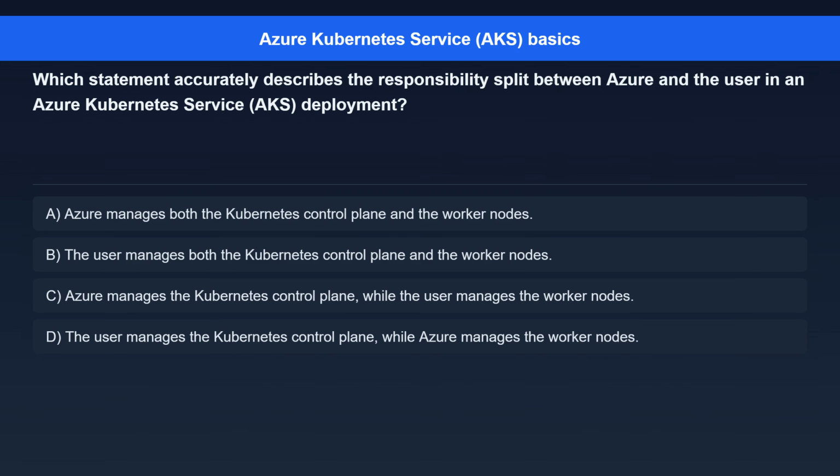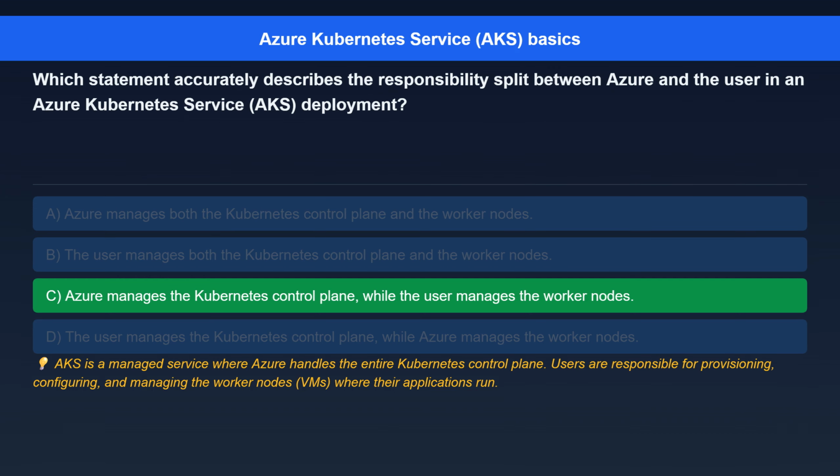Question 7. Which statement accurately describes the responsibility split between Azure and the user in an Azure Kubernetes Service, AKS, deployment? Option A, Azure manages both the Kubernetes control plane and the worker nodes. Option B, the user manages both the Kubernetes control plane and the worker nodes. Option C, Azure manages the Kubernetes control plane while the user manages the worker nodes. Option D, the user manages the Kubernetes control plane, while Azure manages the worker nodes.